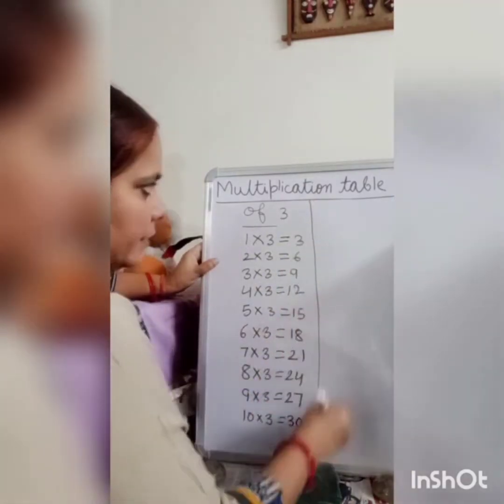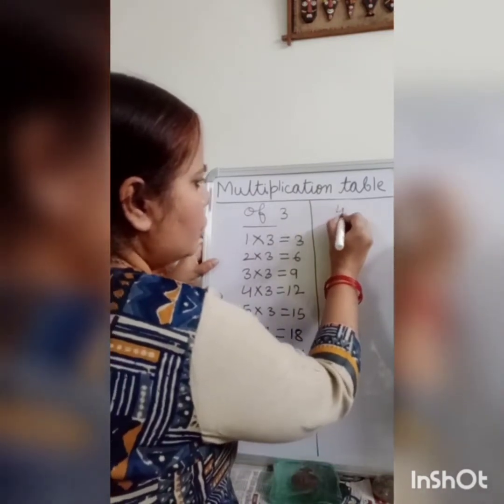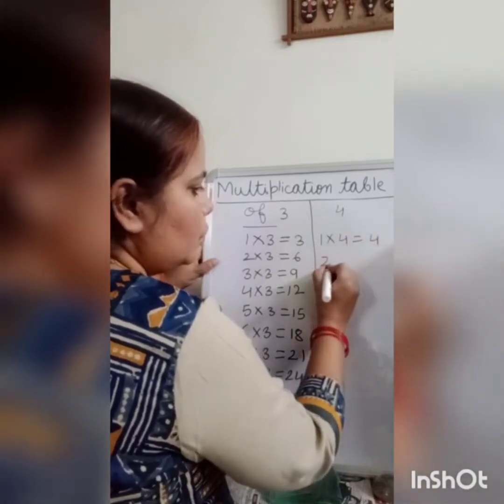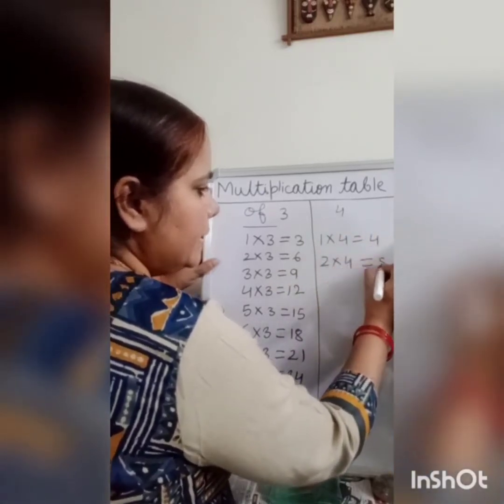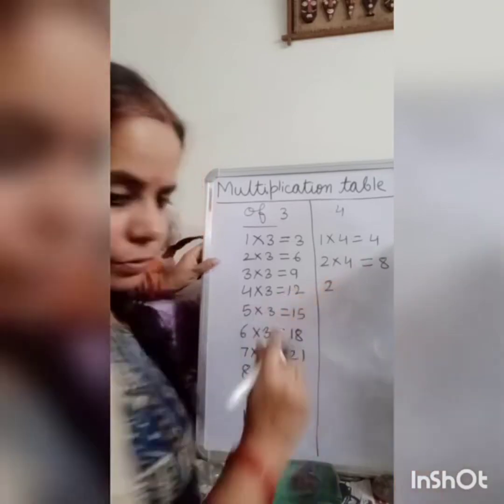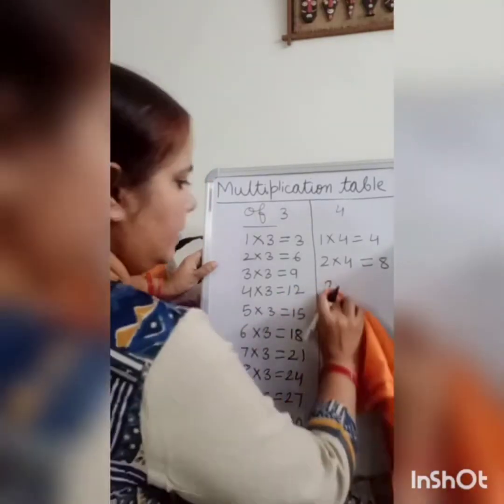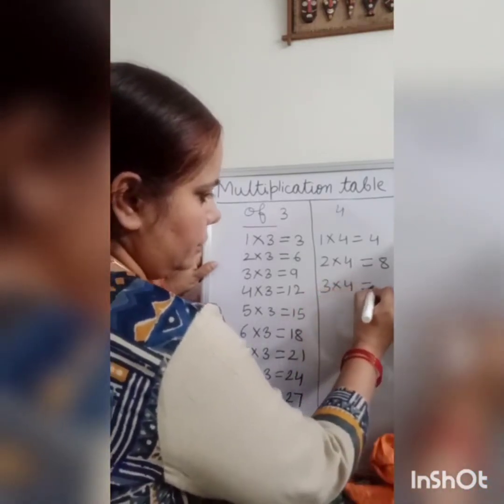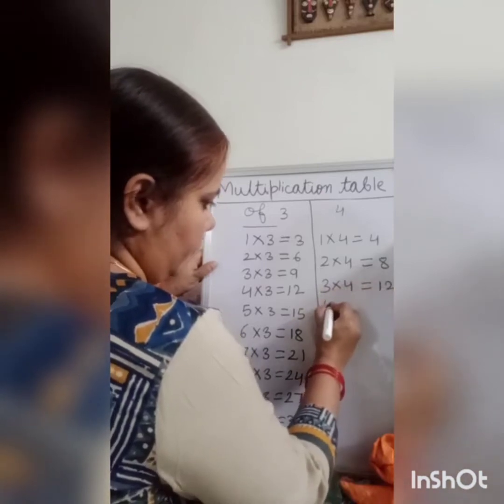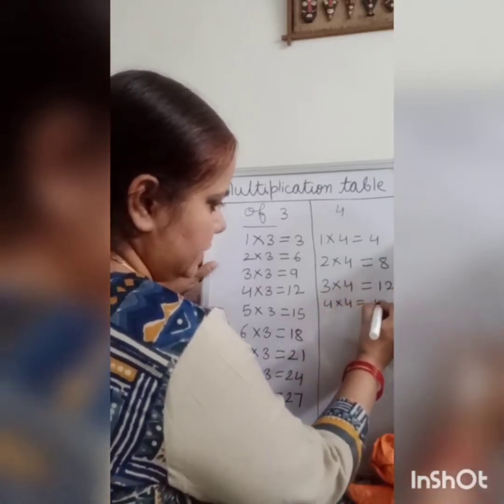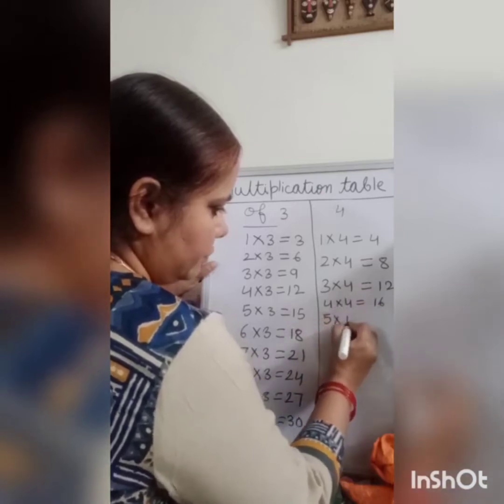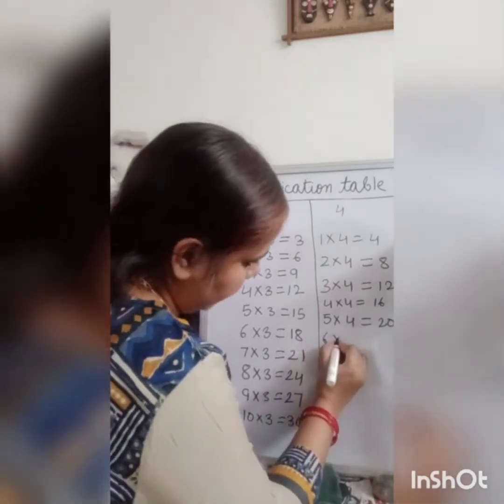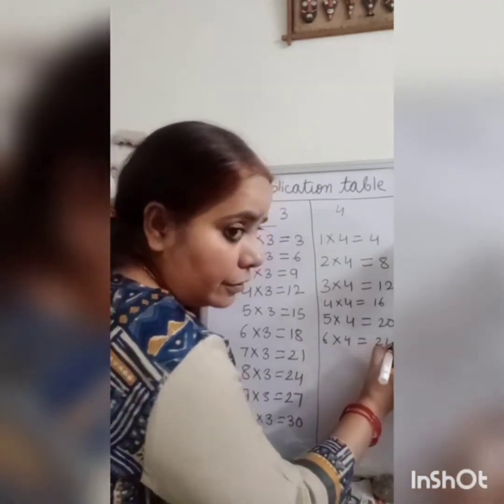Okay, and then we will write the table of 4 also. 1 times 4 is equal to 4. 2 times 4 is equal to 8, and 3 times 4 is equal to 12, and 4 times 4 is equal to 16, and 5 times 4 is equal to 20. Okay, and then 6 times 4 is equal to 24.